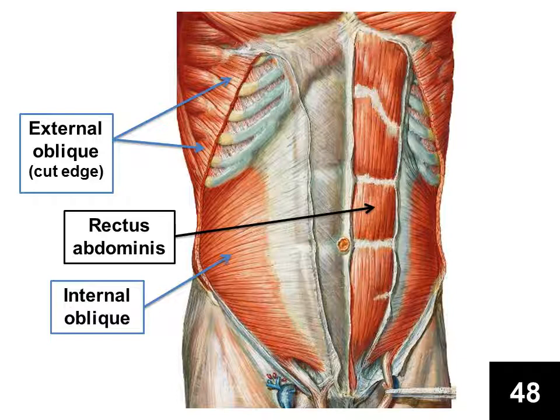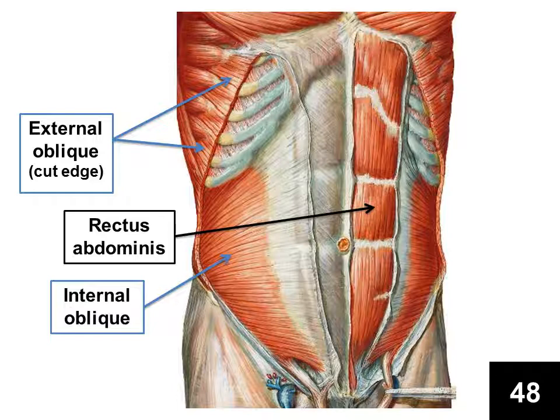Now they take origin, or they are attached inferiorly, by two heads. One from the front of the symphysis pubis, in the midline, and the second lateral to that from the pubic crest. Superiorly the muscle is inserted into the costal cartilage and xiphoid process.